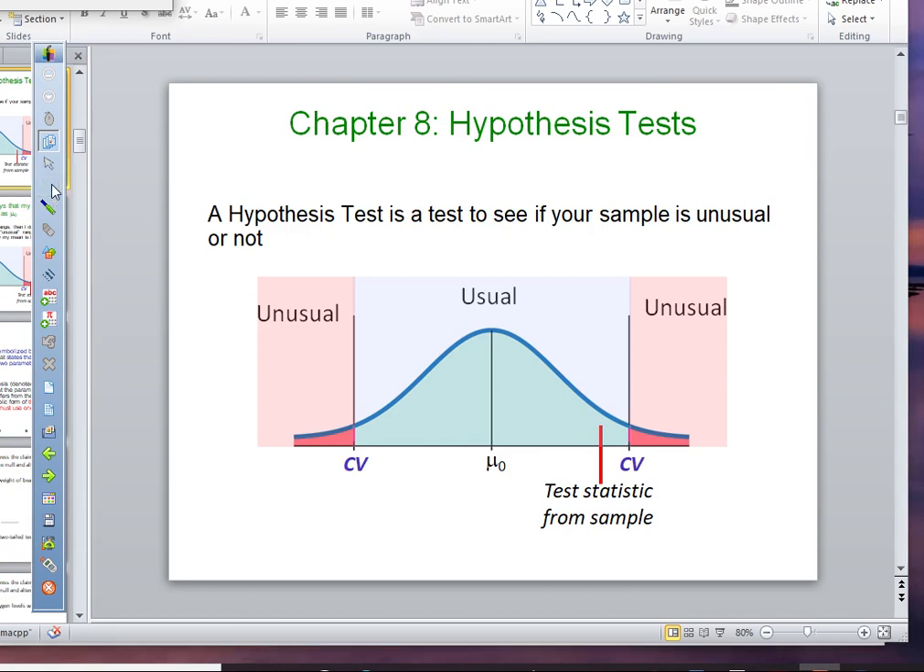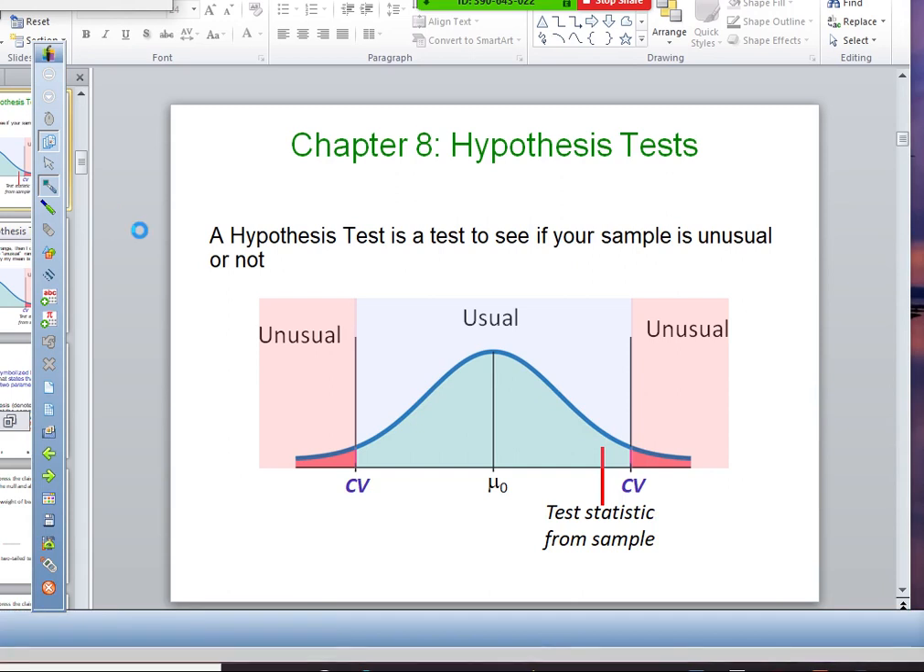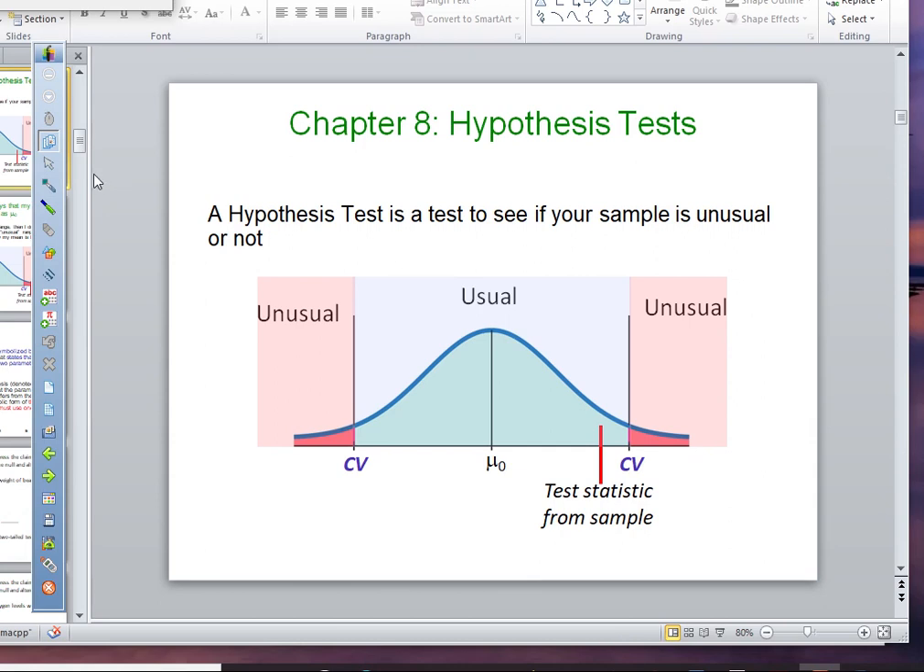All right, so we're going to start in on Chapter 8. We are on the 8A notes from last class, a hypothesis test. That's a test to see if your sample is unusual or not. That's the whole idea.